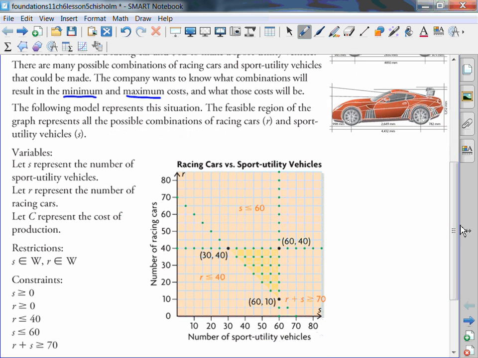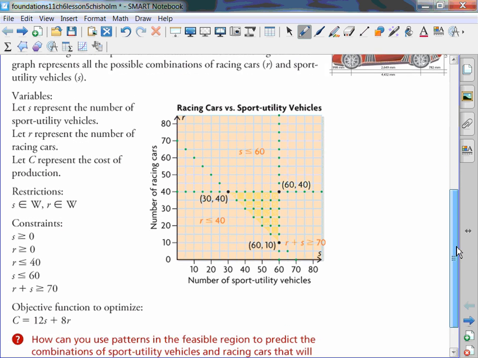So remember the steps we talked about. Step 1 is the variables. So we've got let S represent the number of sport utility vehicles, let R represent the number of racing cars, and let C represent the cost of production. That's step 1. Step 2 is the restrictions, because we're talking about model vehicles, we can only look at whole numbers. We're obviously not going to have negatives or fractions. So restrictions are that S is an element of the whole number system and R is an element of the whole number system.